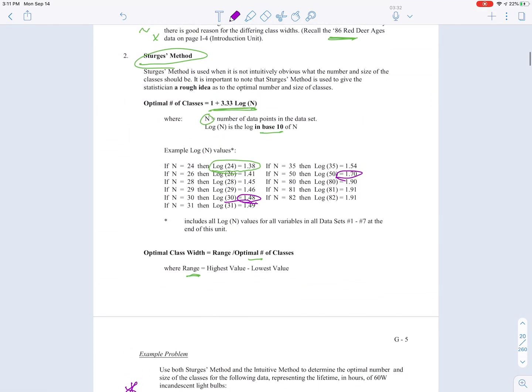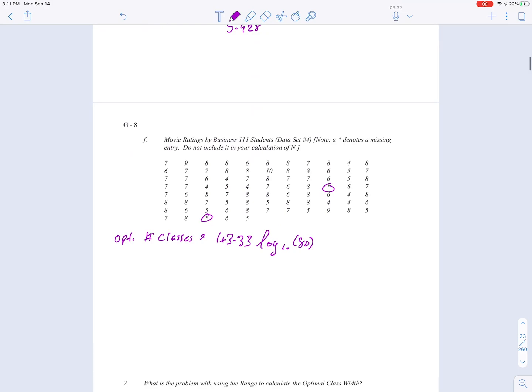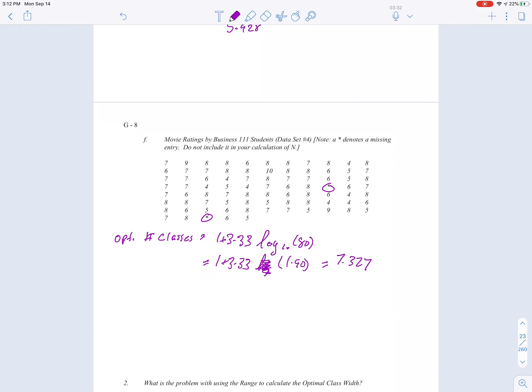And here we've got the number that we're looking for is 1.90, which is the log of 80. All right, so we've got 1 plus 3.33 times the log, times 1.90, right? And then multiply 3.33 times 1.90, add 1, and you will get 7.327.